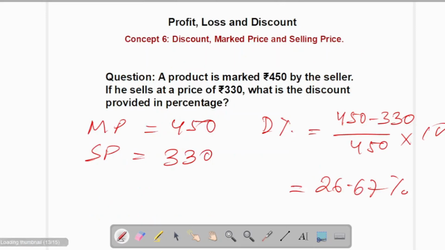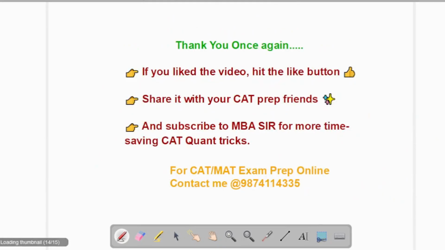Since it's a discount, I am using the minus sign. If it is the profit value, not discount, appreciation value, we will add it up. Okay. So here we are trying to calculate the discount value, so we are using the minus sign. So with these 6 concepts, we are ending the profit, loss and discount chapter.